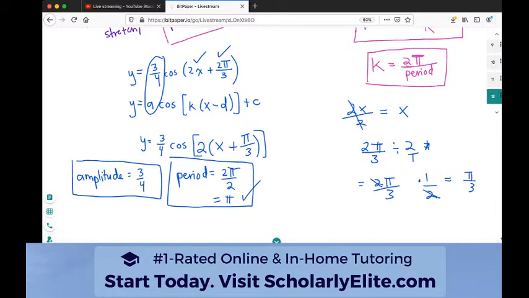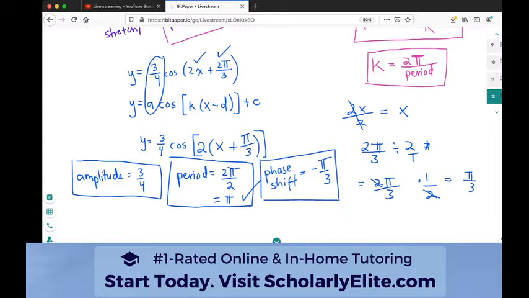Which means that this function has been compressed, obviously, because usually the value of the period is 2 pi, and this is now happening much faster. And then last but not least, the phase shift is the opposite sign of what we've got there. So in this case, the phase shift is negative pi by 3.